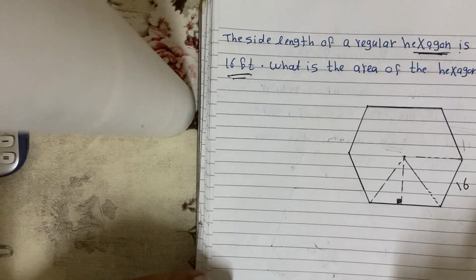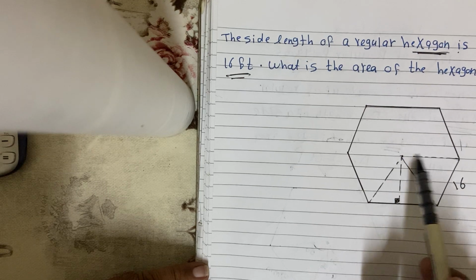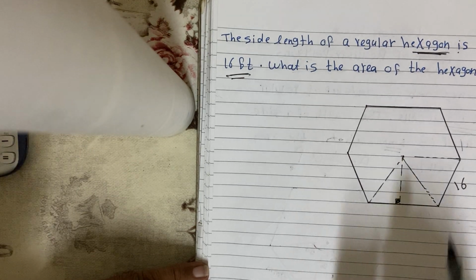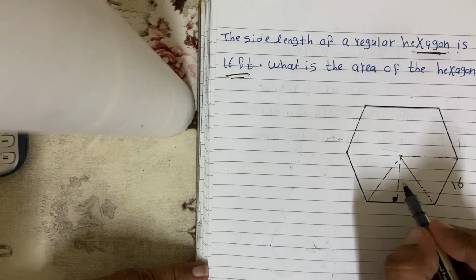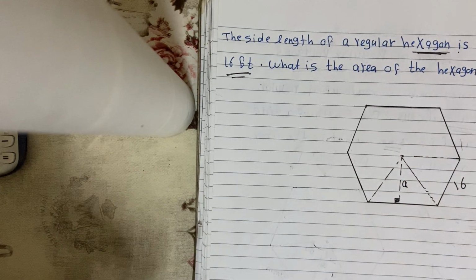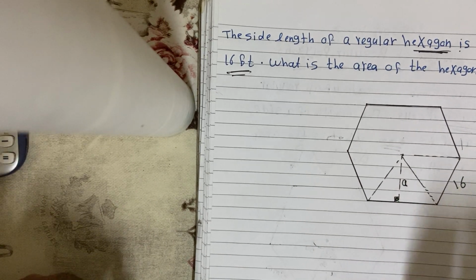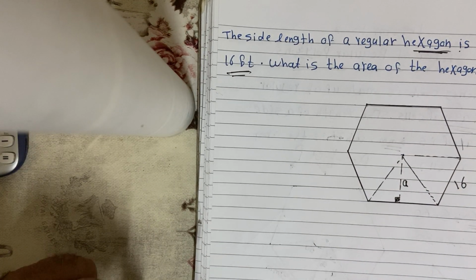As I told you before, draw the hexagon like that. Draw the radii and draw the apothem. We need to find the apothem and the perimeter. The perimeter is very easy because we have the side length of the hexagon, no problem. Now we need to find the apothem.